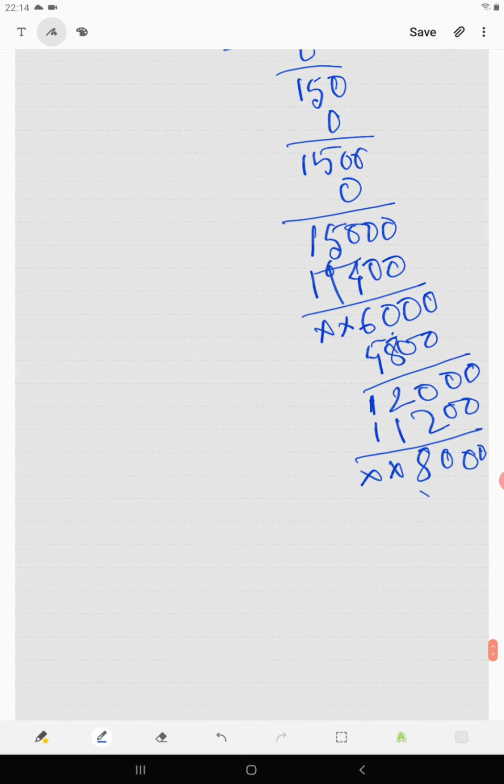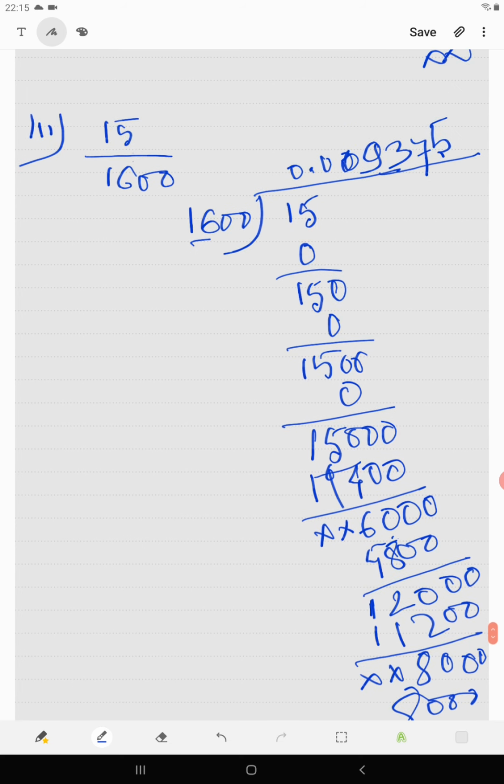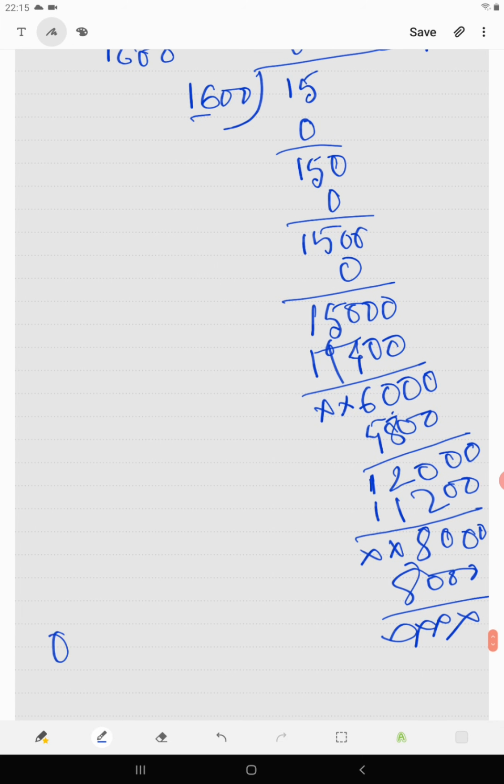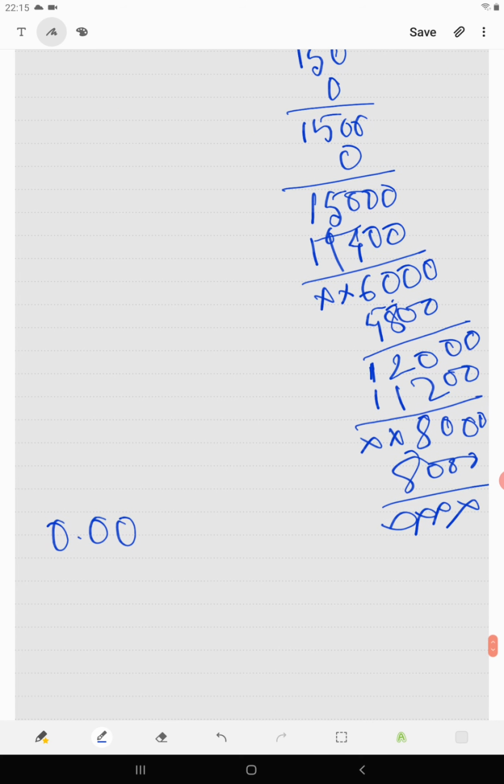Can you see this? So it got totally divided. Okay, so how much we got? 0.009375. So the answer is 0.009375. So it's got terminated. Can you see this? Yes.